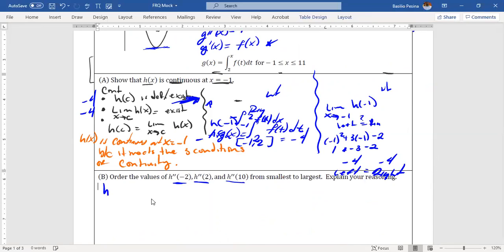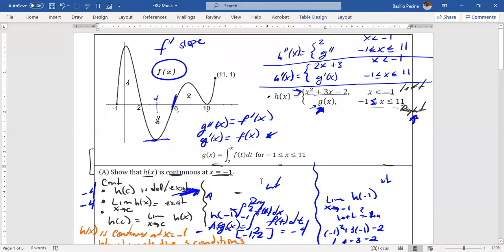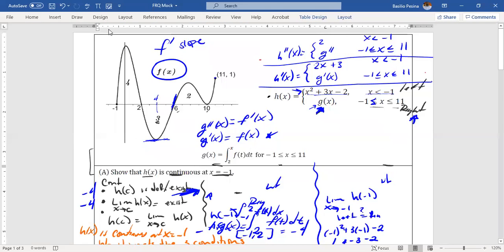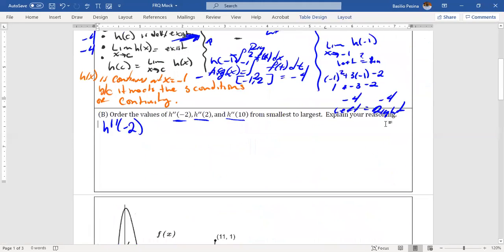H double prime of -2. First, I find out where in the world it is in my intervals, because I have all of these different intervals right here. So my h double prime, I'm looking at this one, is -2. -2 exists only on the less than -1. So according to this, the left-hand side is 2. Super easy, not that bad.